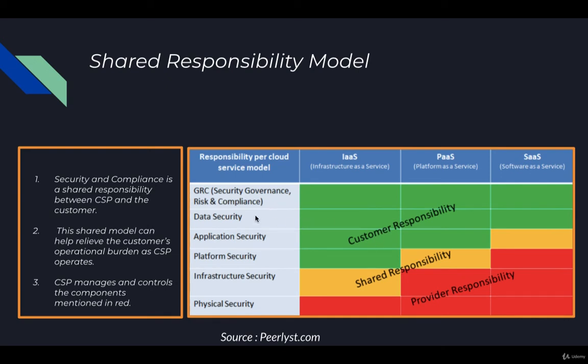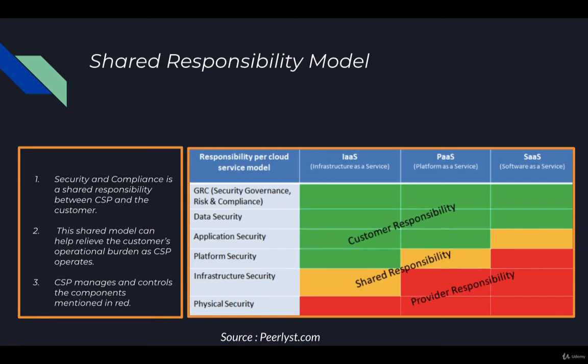And remember one thing: for data security, in all the models the customer is responsible, because it is the customer who is putting the data up. A customer knows what the classification of the data is, how sensitive the data is. So it is the ultimate responsibility of the customer.